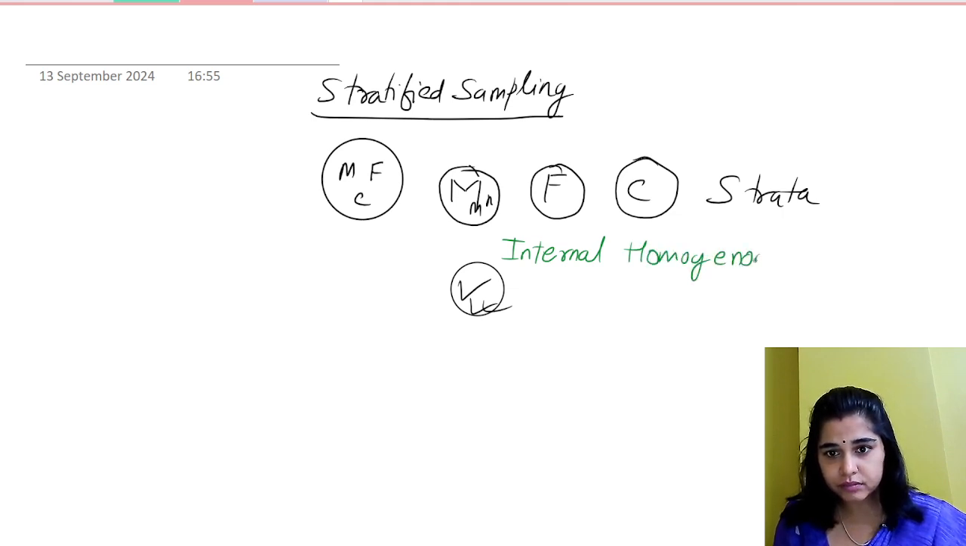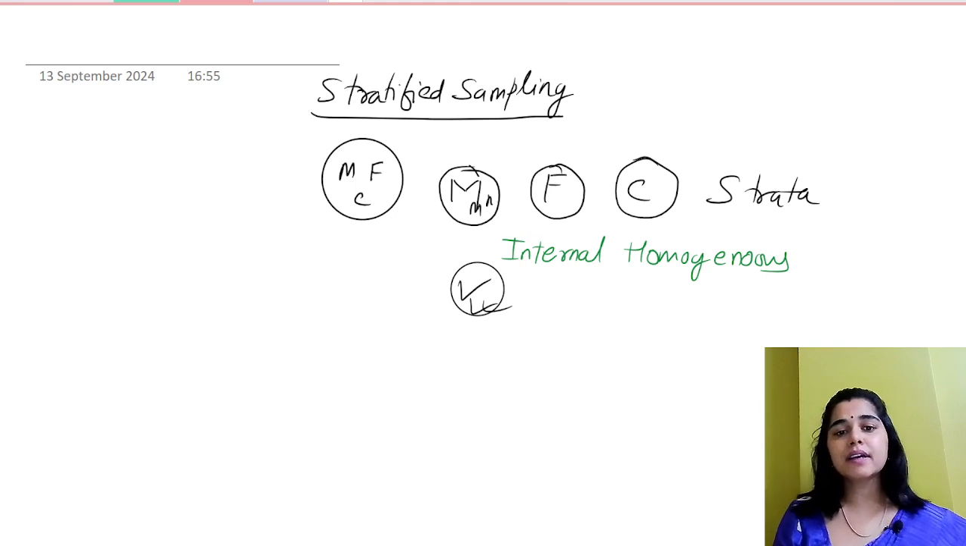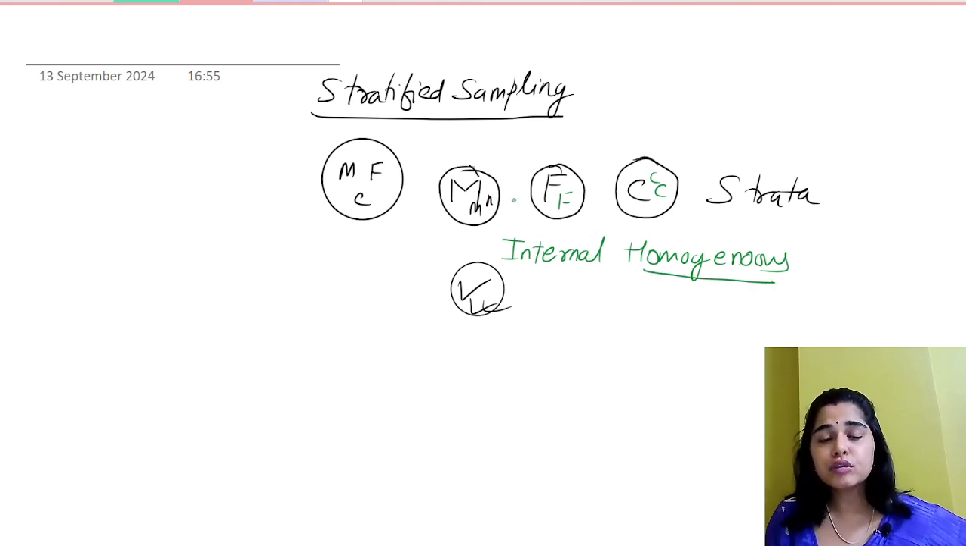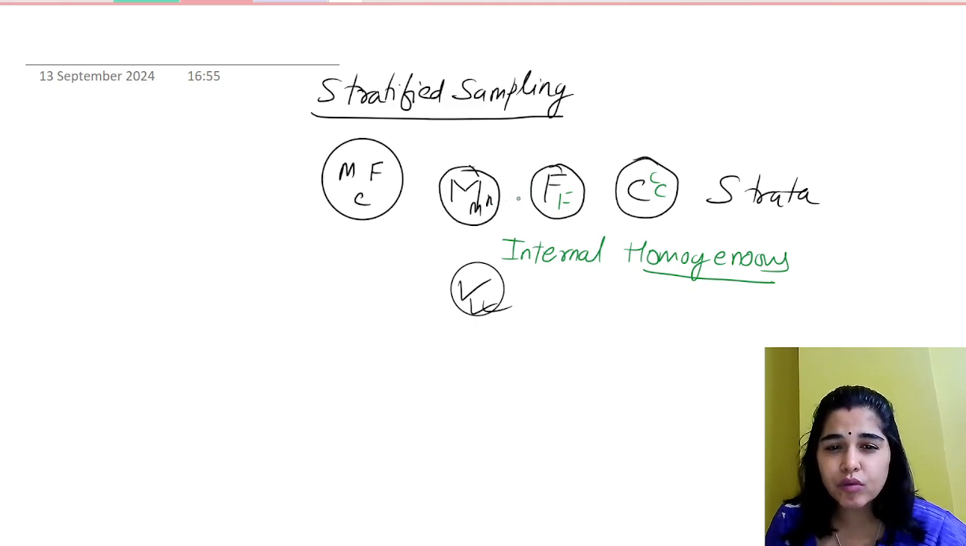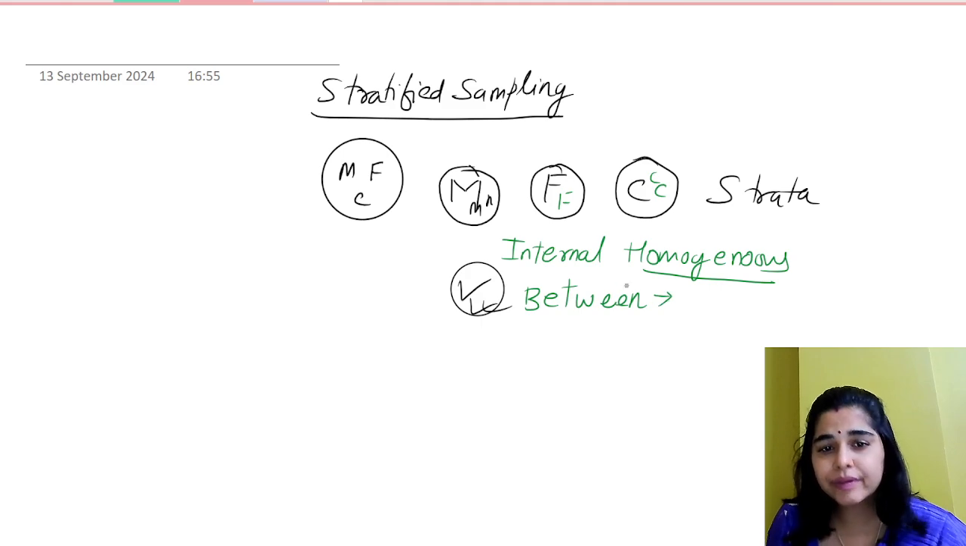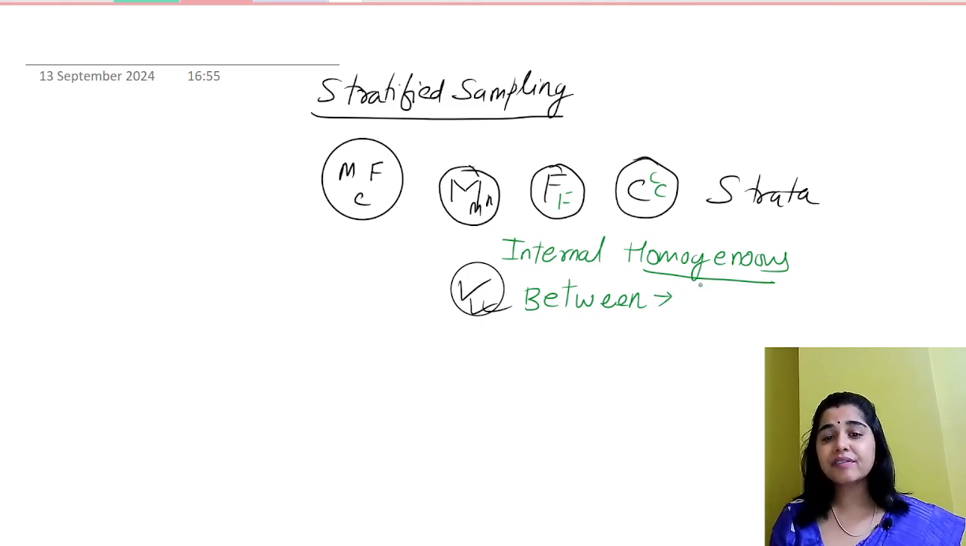Internally homogeneous. Why homogeneous? It is all male inside this, all female, and all children. So internally all the data is homogeneous. But if you see between, that is, between male and female, what is it? There is a difference, not the same, not homogeneous. There is a difference.